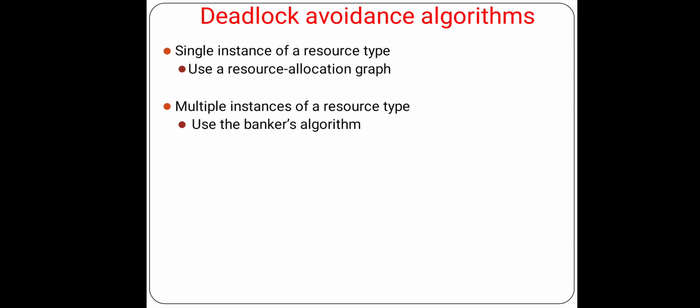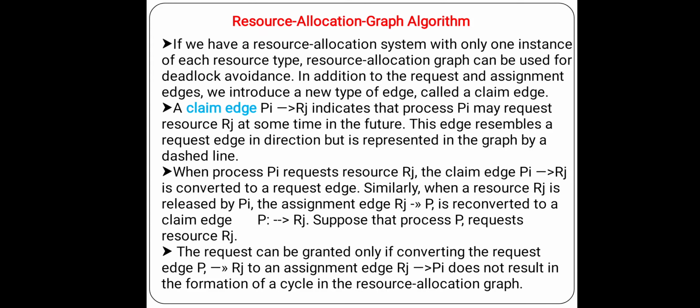Resource allocation graph algorithm is useful for a single instance of resource type. If we have only one instance of a particular resource type, we have to use resource allocation graph algorithm, which is not suitable for resources having multiple instances. So for multiple instances of resource type, we use Banker's algorithm. Okay, let's see. First one, resource allocation graph algorithm.